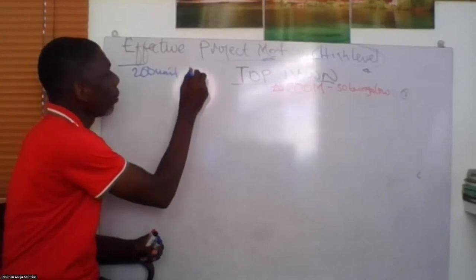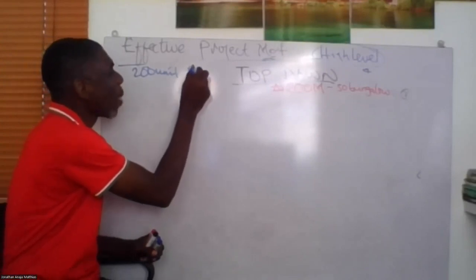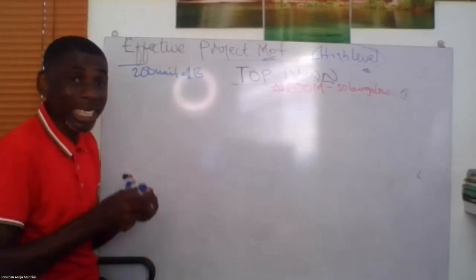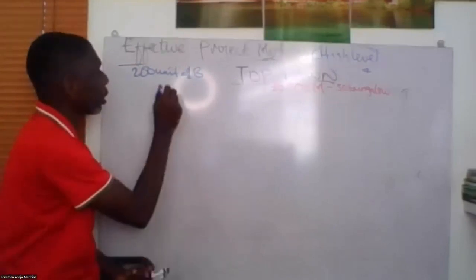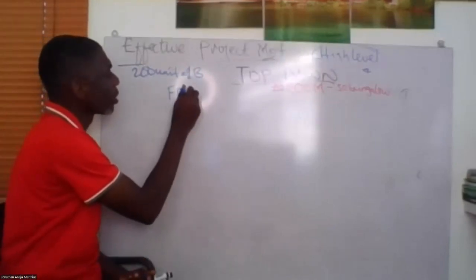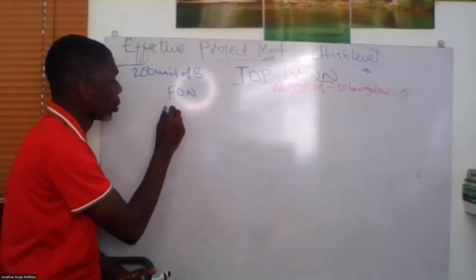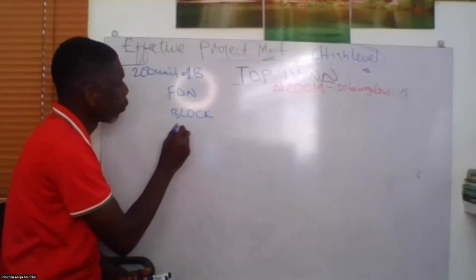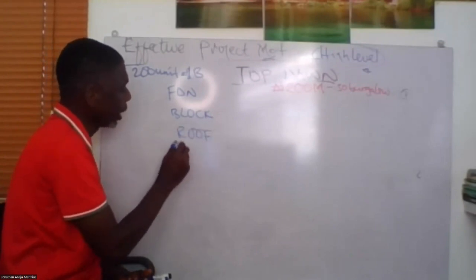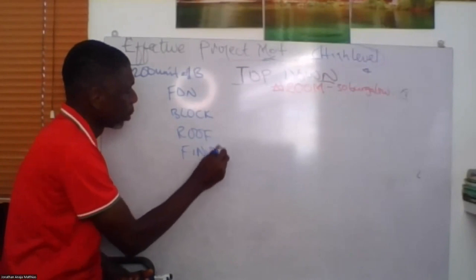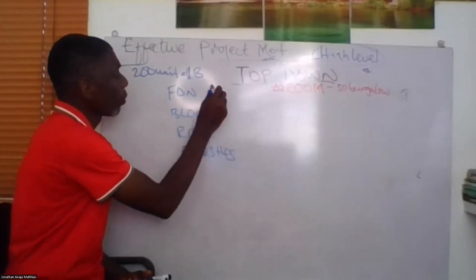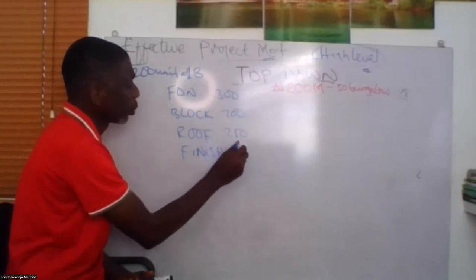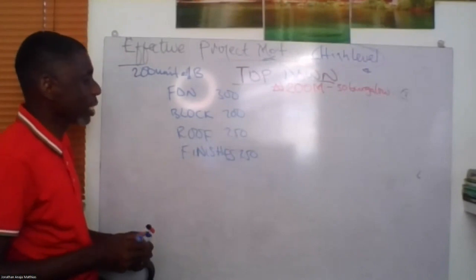And I spent 1 billion. So I will go back to my close out report and see how the project performed. I will say for this 200 units: foundation, block, roof, and finishes. I think the example I used before was 300, 200, 250, and 250, right? Let's assume this is this.